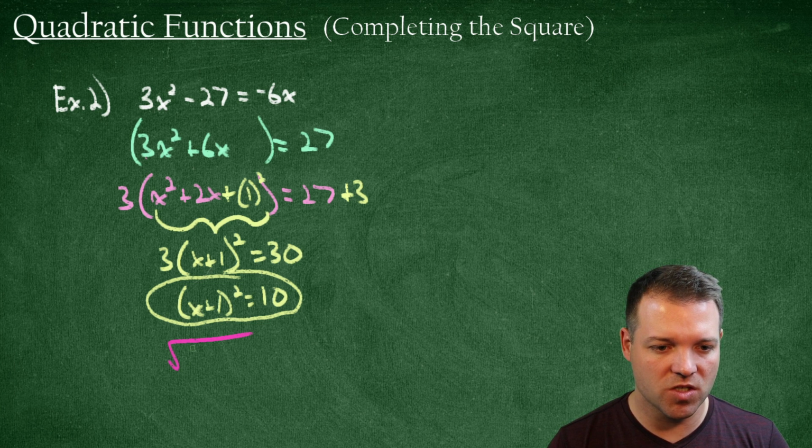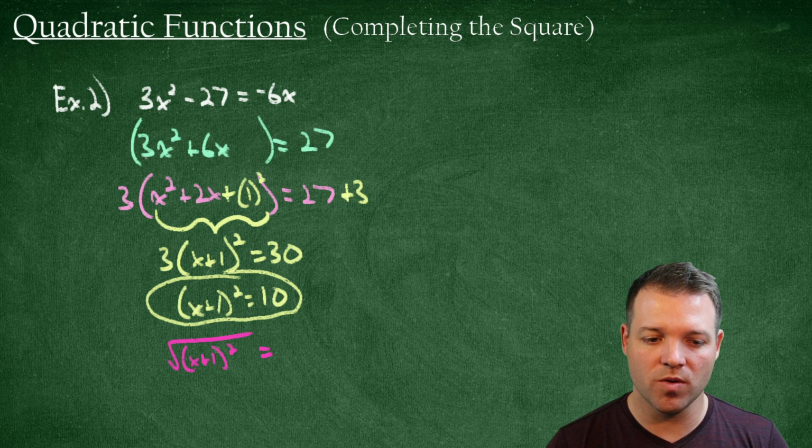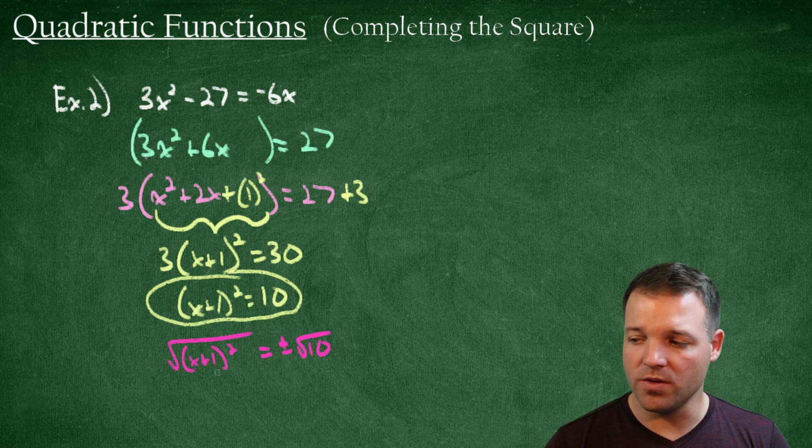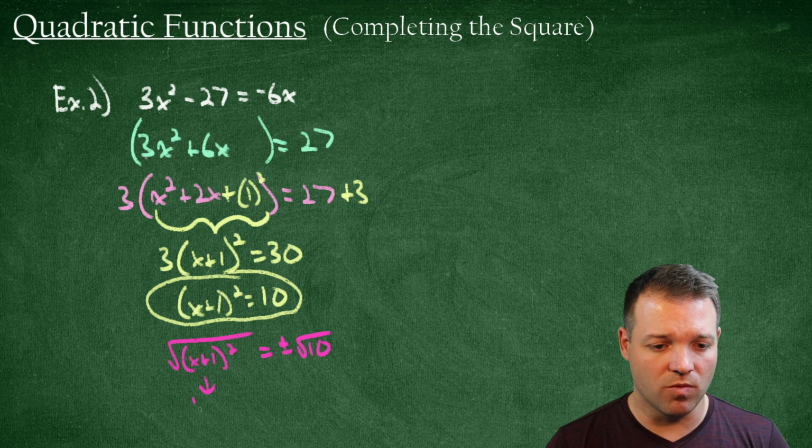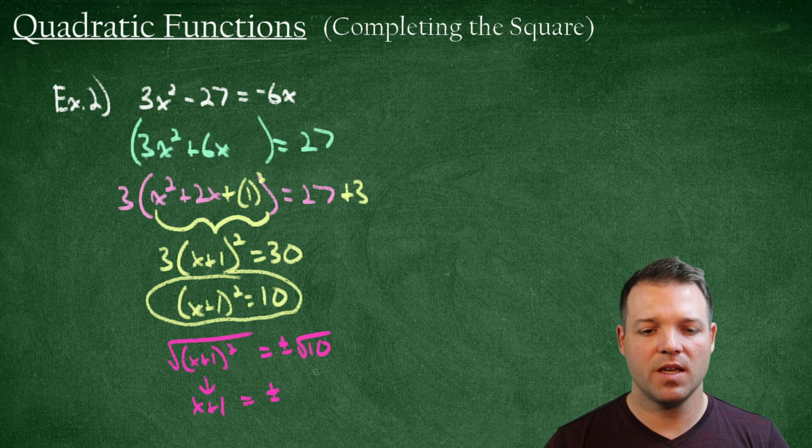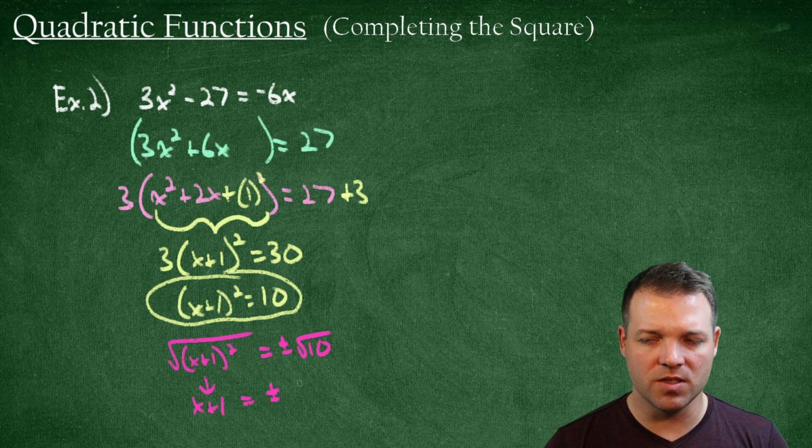So we're going to say the square root of x plus 1 squared is equal to, and again, I'm taking the square root of a squared term, so I have to say plus or minus the entire right-hand side, plus or minus the square root of 10. And here we go. The x plus 1 is going to drop out. And that's going to be equal to plus or minus the square root of 10. And can that be simplified? I do not believe so. That's just the square root of 10.